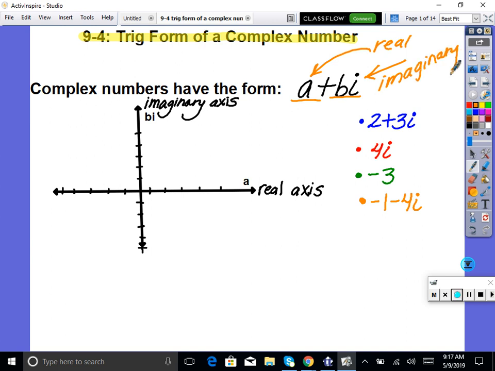That took me a minute. Is that high school? Okay. All right, so imaginary.